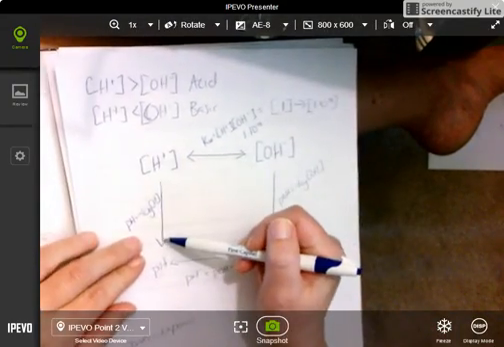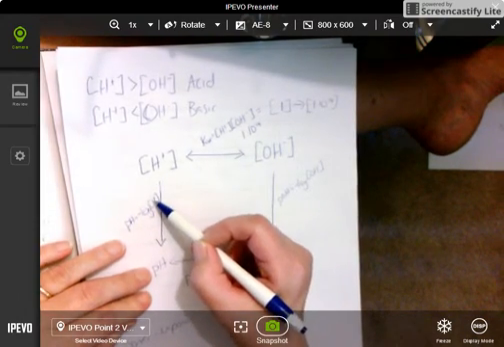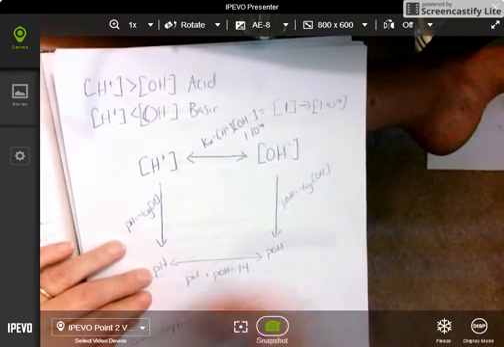Okay, so if you need the pH, all you're doing is taking the negative log of the hydrogen ion concentration, and basically you're determining what would be that exponent.